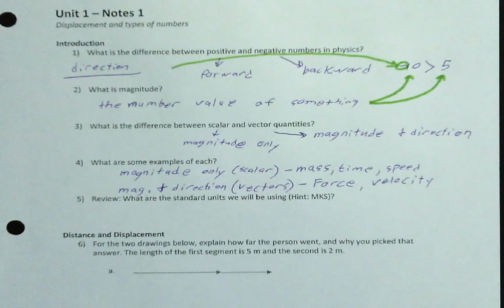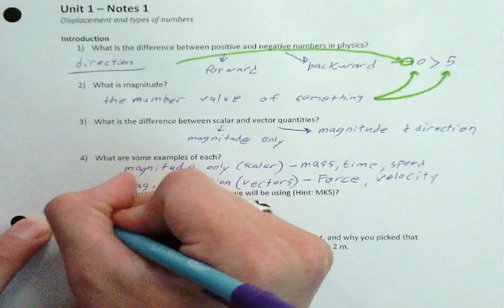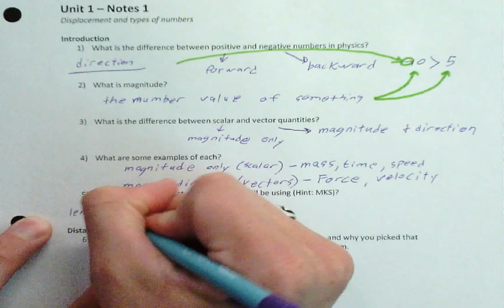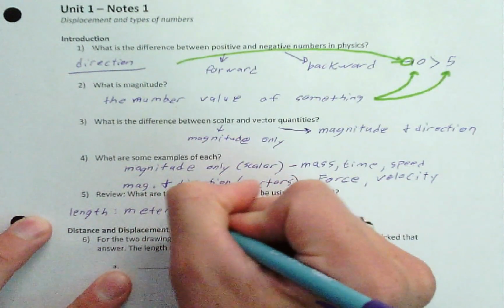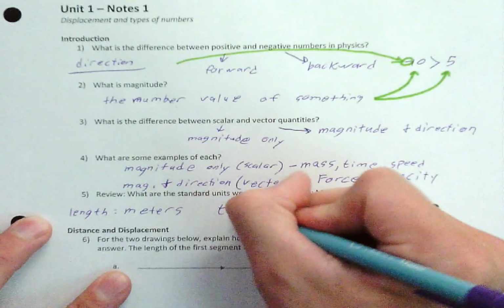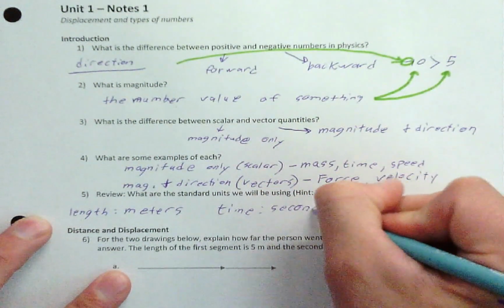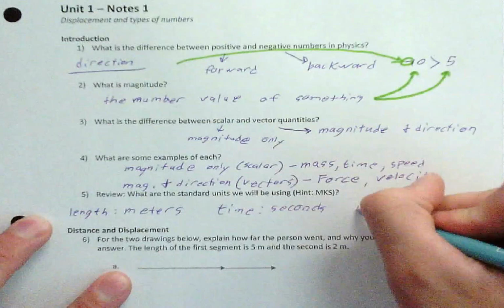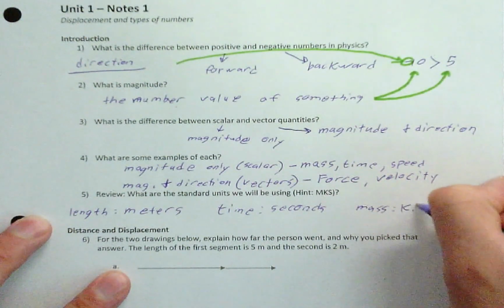Okay, and last one, standard units. So these are the MKS units. When we're measuring length, we're going to use meters. When we're using time, we're going to use seconds. And when we're measuring mass, which we're not going to do for a while, we're going to use kilograms.